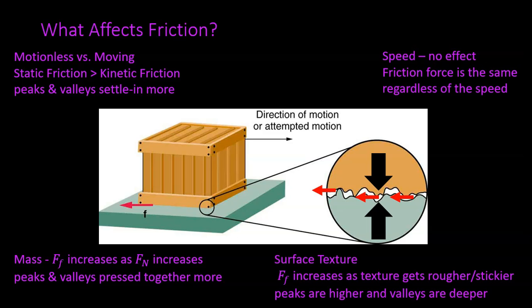And finally, surface texture affects the friction force. The friction force increases as the surface texture gets rougher or stickier. We believe this happens because rougher and stickier surfaces have more valleys and peaks that are deeper, so that allows them to interlock more tightly and increase the friction force.